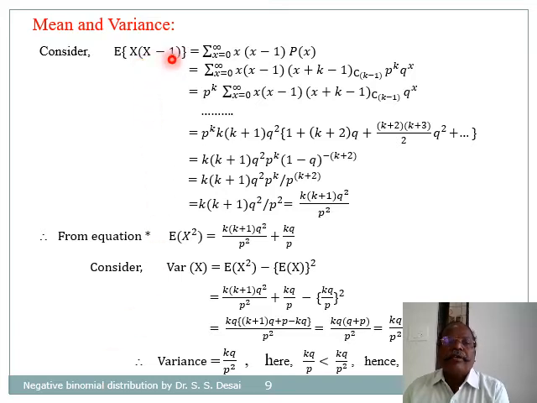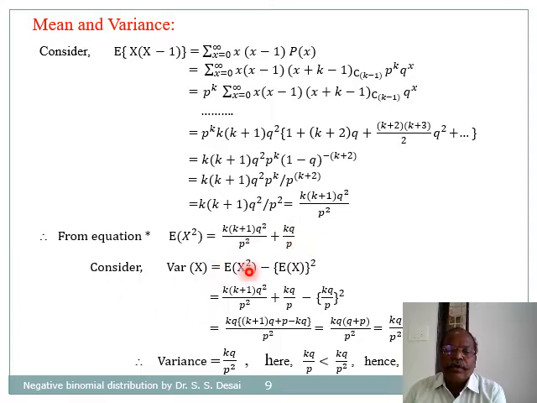Now consider expectation of x into x minus 1. With the usual procedure, it is summation of x into x minus 1 into p(x), by substituting the PMF of negative binomial distribution, and by simplification it gives us expectation of x into x minus 1 is equal to k into k plus 1 into q square divided by p square, and therefore mu2 dash, expectation of x square, becomes k into k plus 1 into q square divided by p square plus k into q divided by p.